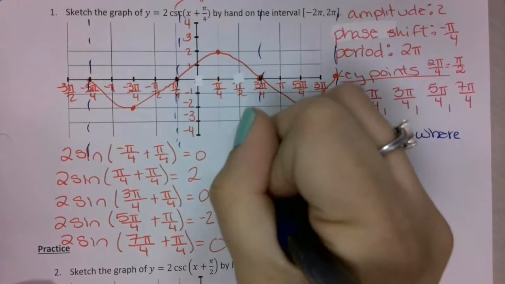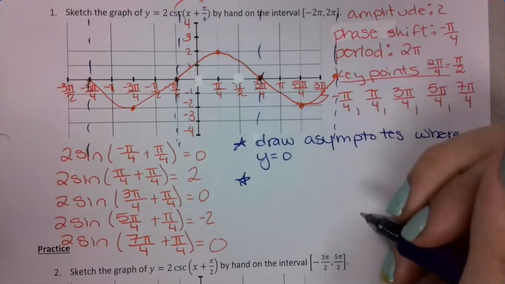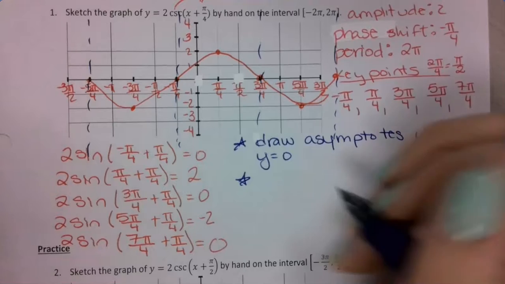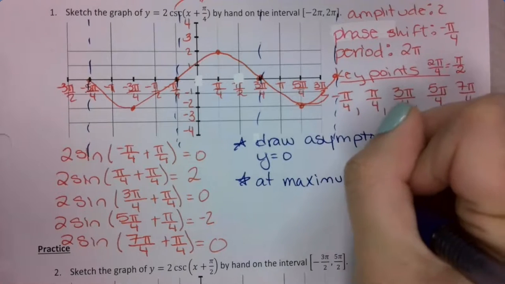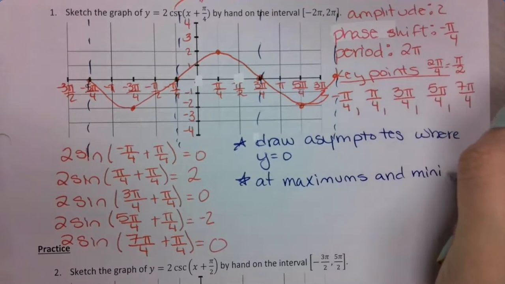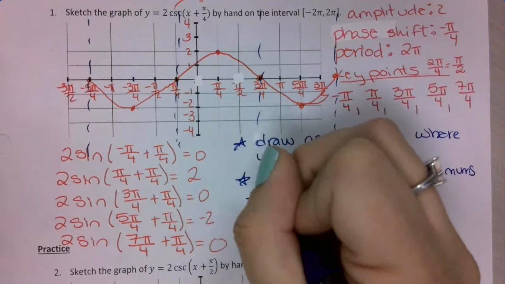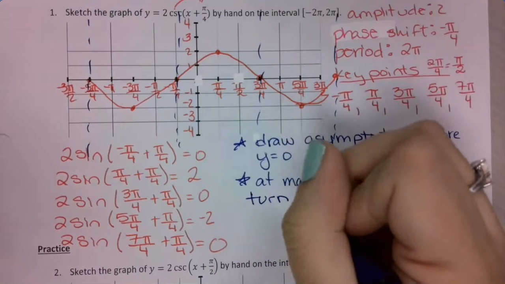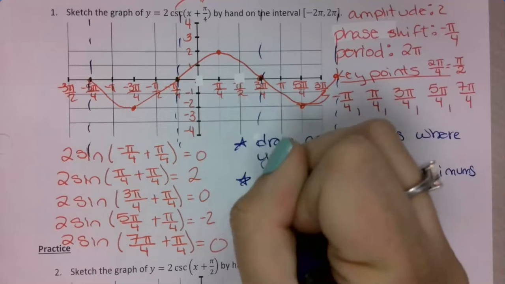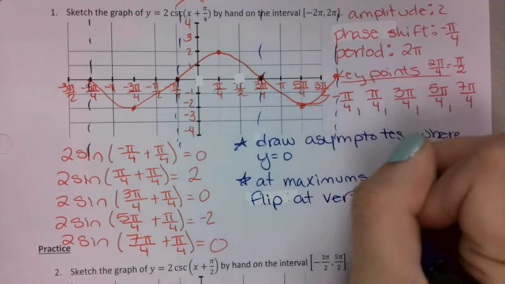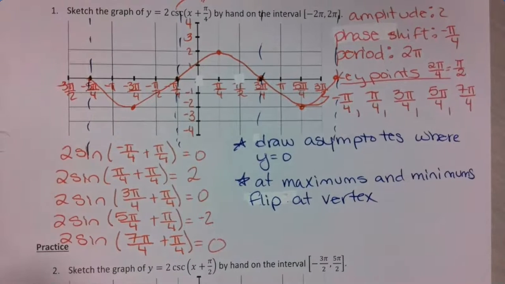Okay, then at the maximums and minimums, I'm going to flip the direction they're going at their vertex. I'll give you a second to write that, and then I'll show you what I mean.